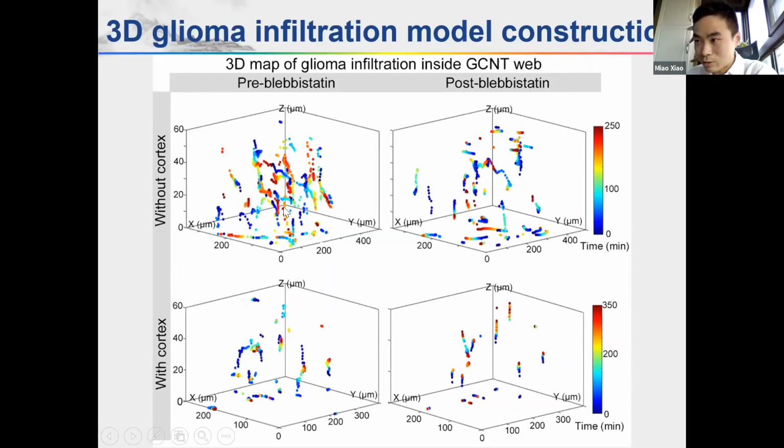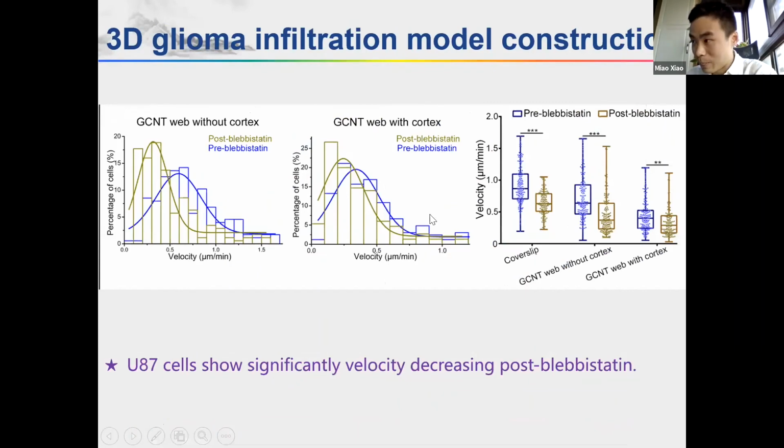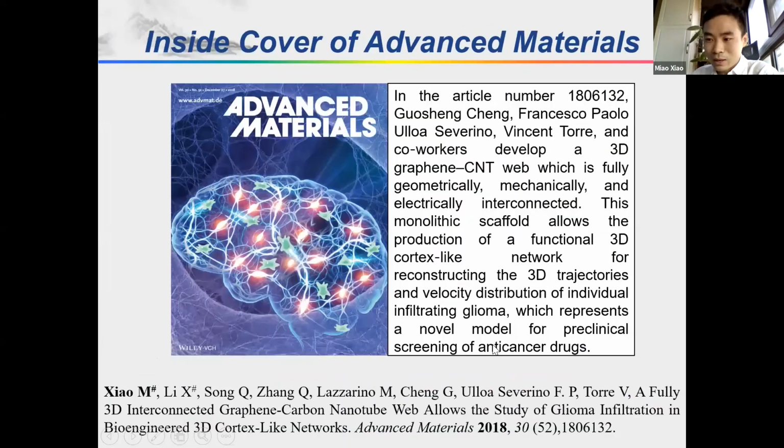Here we recover the trajectory of the cells. On the top is the GCNT web without healthy neurons, and on the bottom the GCNT web with cortex neurons. Then we compare the cell movements before adding the drug and after adding the drug, and we can see that after we use the drug, the cells move much less, and they decrease the velocity and the movement. Here we plot the velocity, and the drug works on the cover slip. The drug works on the single GCNT web, and also the drug works in our model. So in this case, our model is closer to the in vivo condition, and it works as a glioma infiltration model.